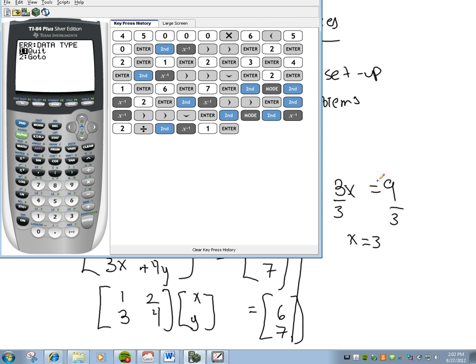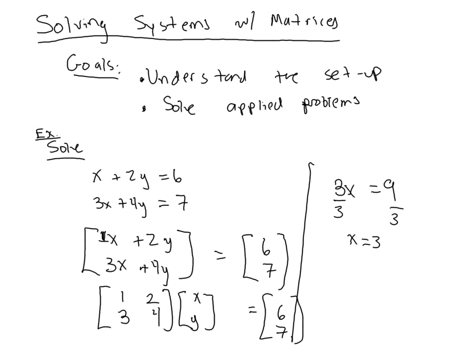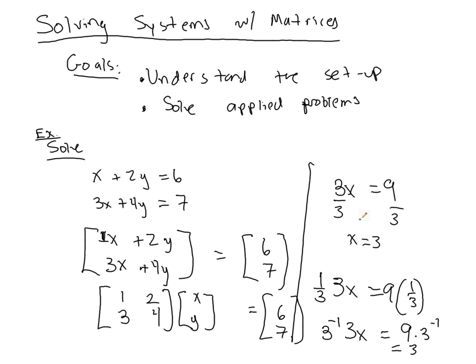Unfortunately there's no such thing as division in matrix land. So one way you can think about this is, instead of dividing by 3, what if I just multiplied both sides by 1/3? Would that give me the same thing? Absolutely it would. Another way to write 1 over 3 is 3 inverse, or 3 to the negative first power. If you plug that into your calculator, it will still give you 3, because you're really taking 9 times 1/3.